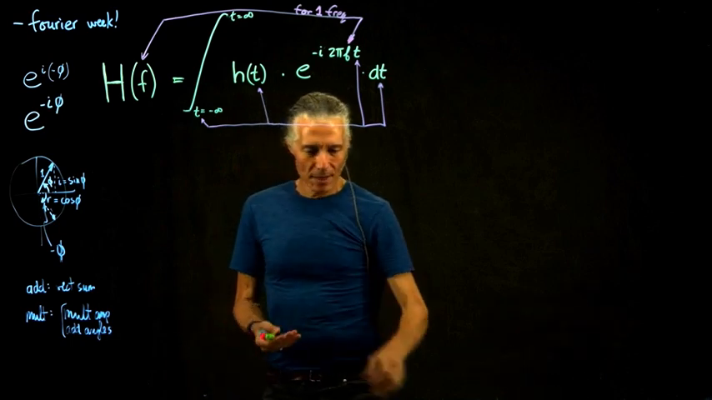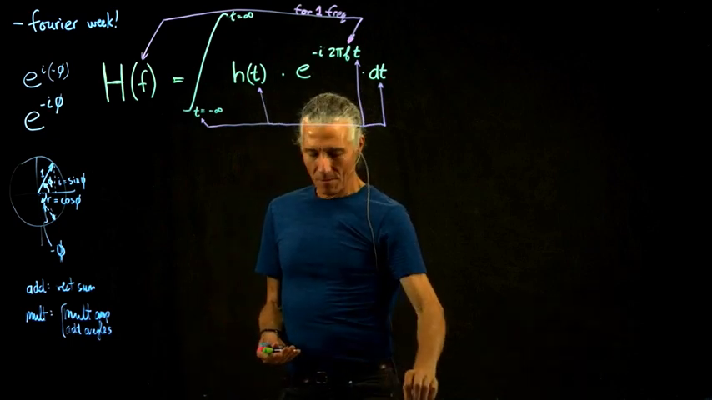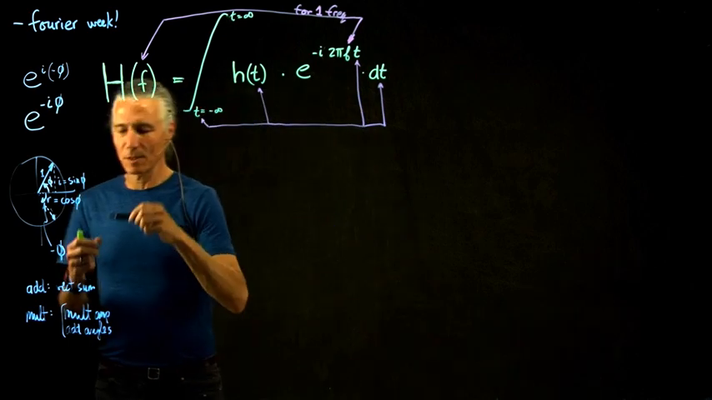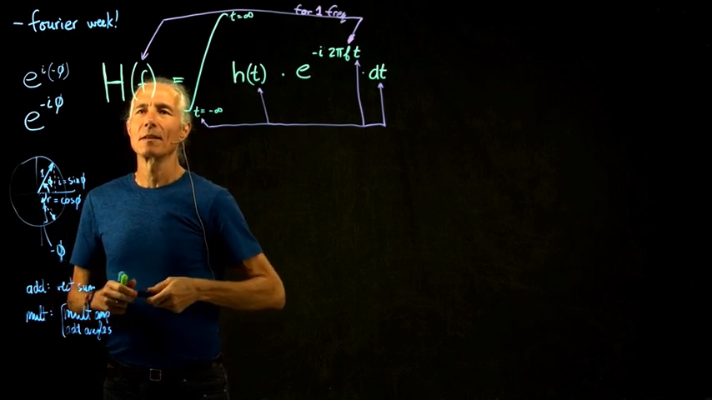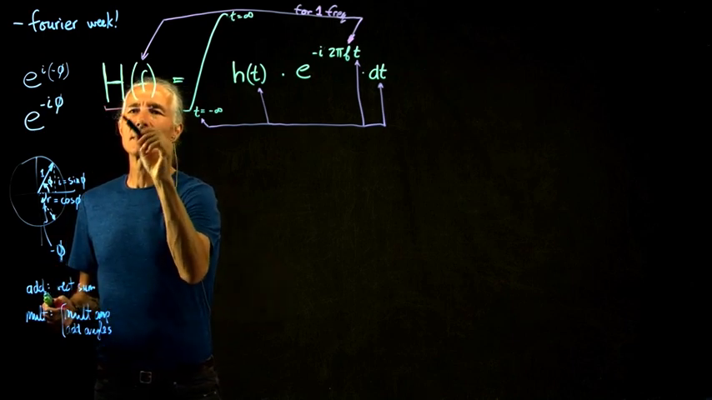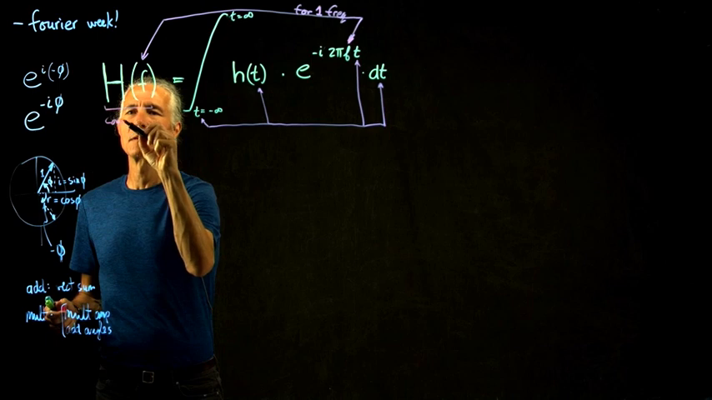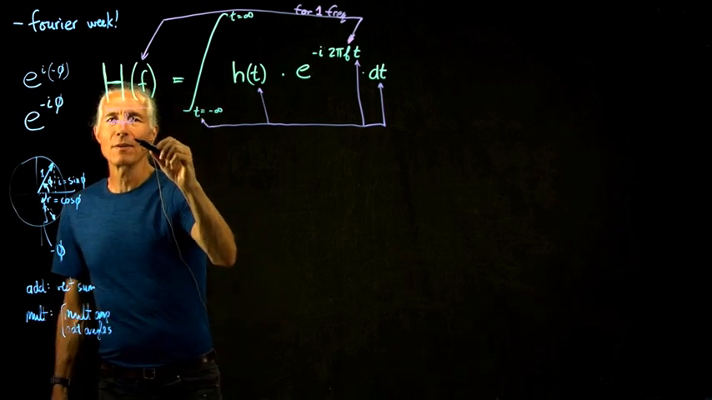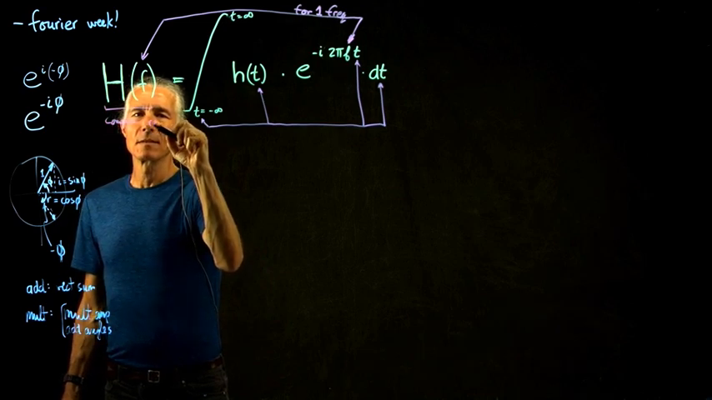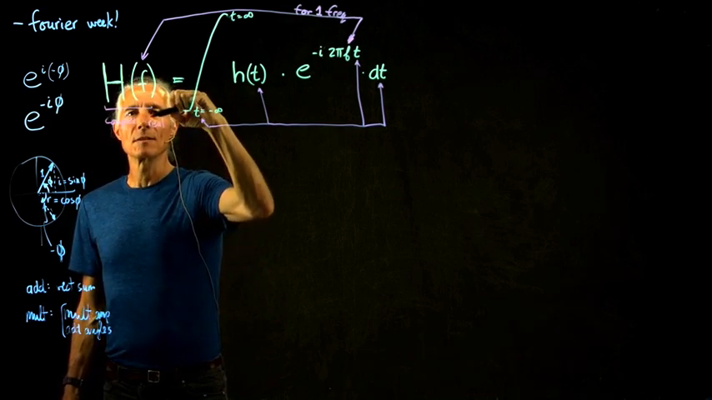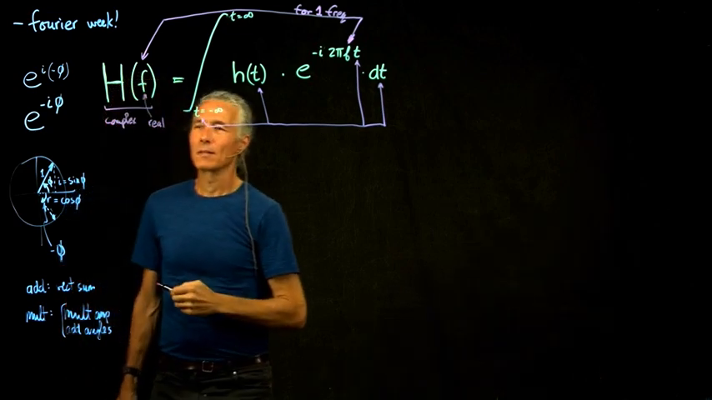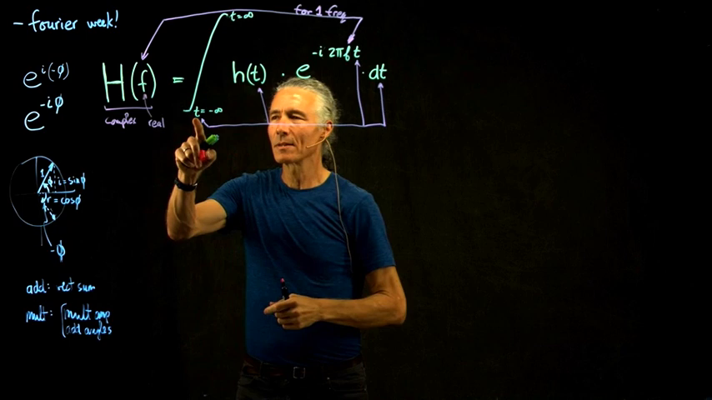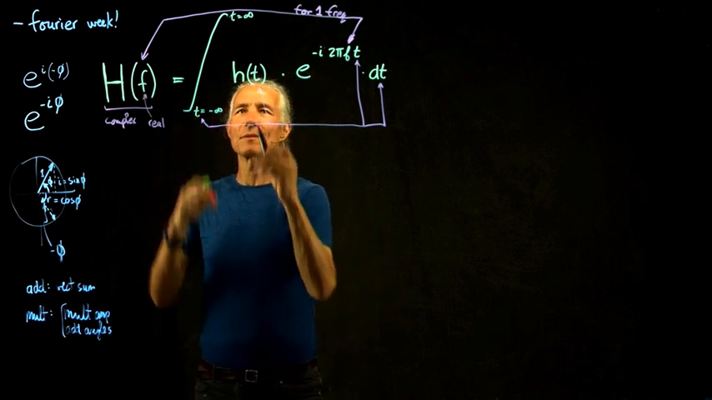Now, what are the actual things we're talking about here? So this thing right here is a complex number. That means it's got a real and imaginary part. But frequency is real, so that guy is real. It's not a complex number. And time is not a complex number.